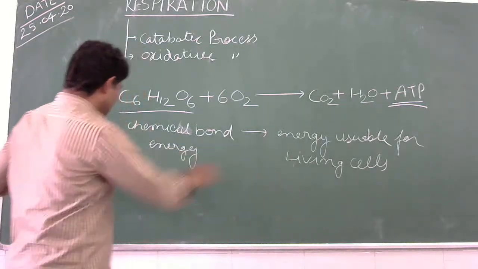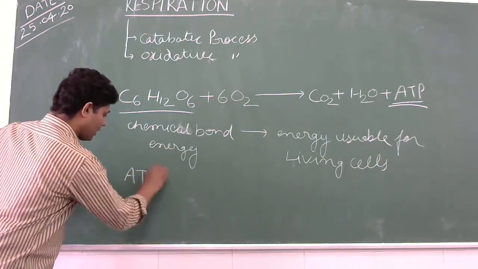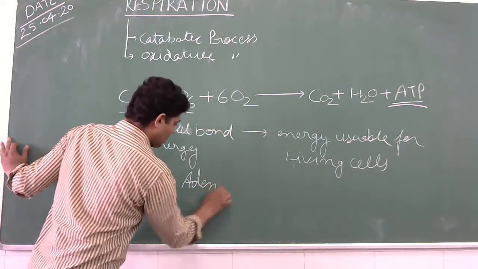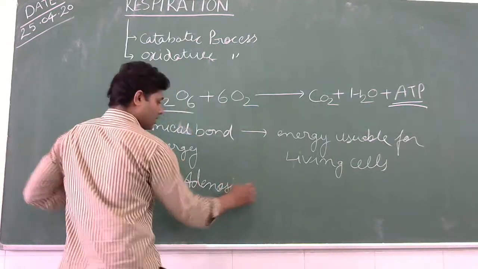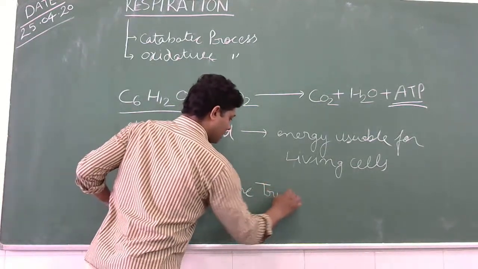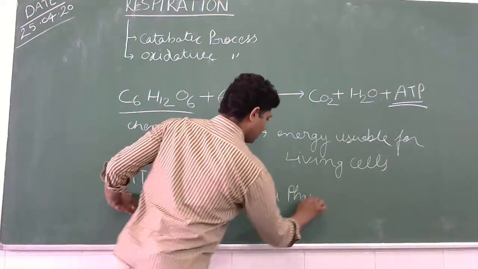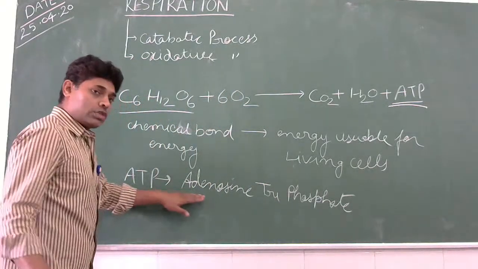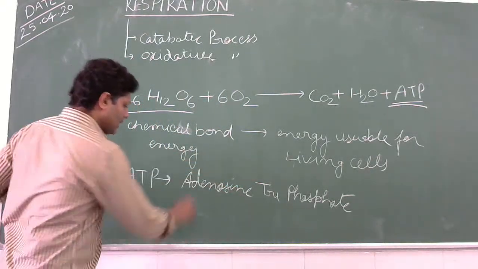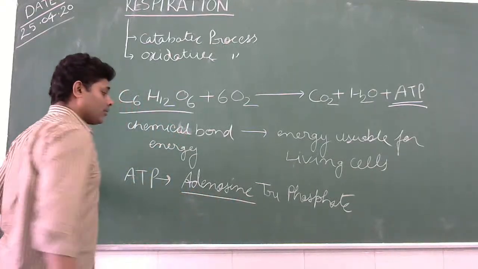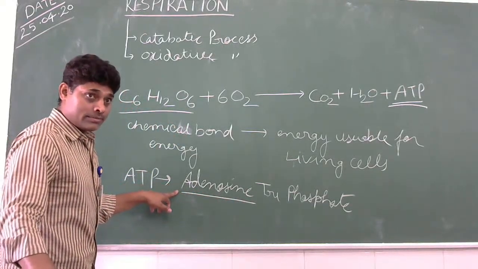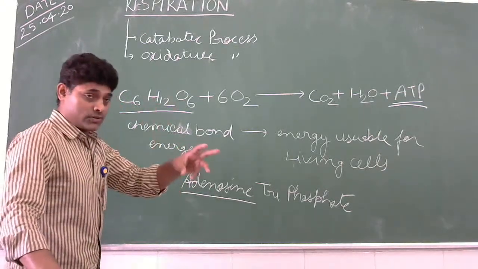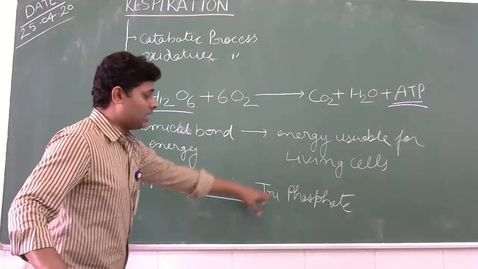ATP is termed as adenosine triphosphate. Adenosine triphosphate. This adenosine is the nitrogenous base, and this adenosine nitrogenous base carries three phosphate groups. That's why it is known as the triphosphate.